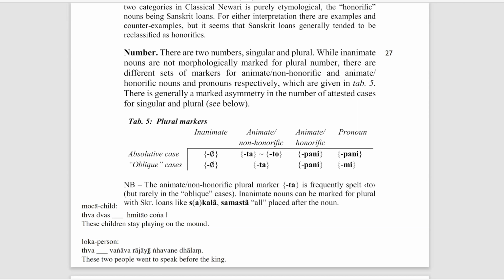The term bani here, is this from the Sanskrit pani, which means hand? Do we know the origin of this bani? No, it's not from that. No, this ending is not from Sanskrit. We have the Sanskrit loan endings sagala and samasta added to inanimate nouns here. So we have this one. This is from Sanskrit, but bani is not from Sanskrit. Do we know where it's from? No. It's just a plural marker. Yeah, it's a plural marker.